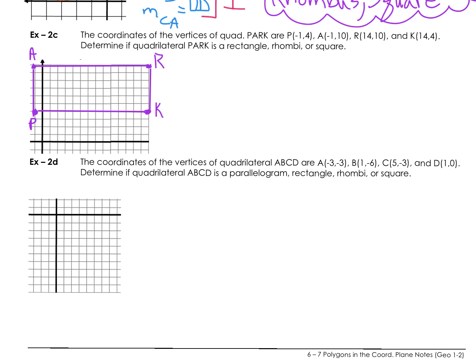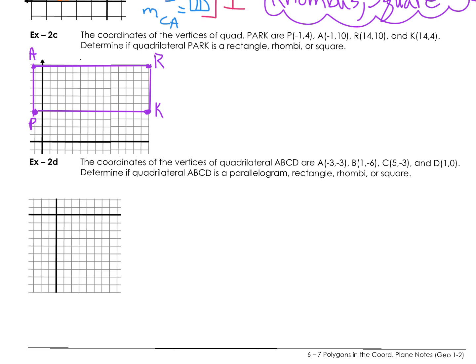Or you could prove that both pairs of opposite sides are congruent, meaning length or distance. And normally I avoid the distance formula, but here, because I have perfectly vertical and perfectly horizontal lines, I can just count squares. And so to me, that's pretty easy. I can show that this pair is congruent and this pair is congruent. So I'm going to choose to do that, just to do something a little different.